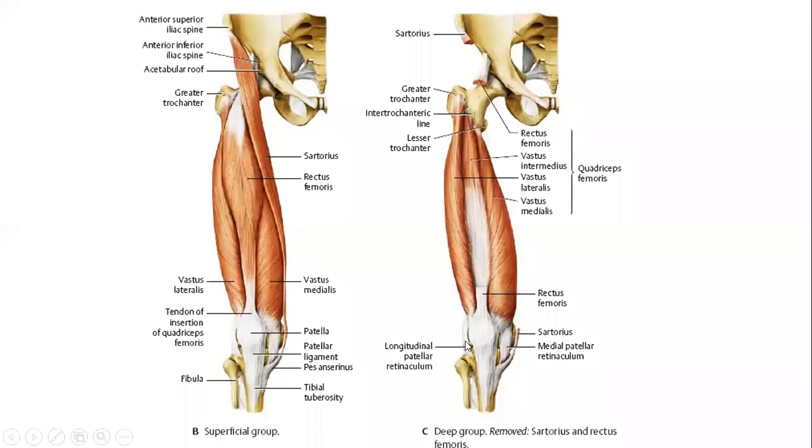So this one is the lateral border of the patella. This one is the medial border of the patella. The fibers of the vastus medialis, especially the lowest fibers, are directly inserted onto the medial margin of the patella, whereas its main bulk is inserted into the quadriceps tendon.